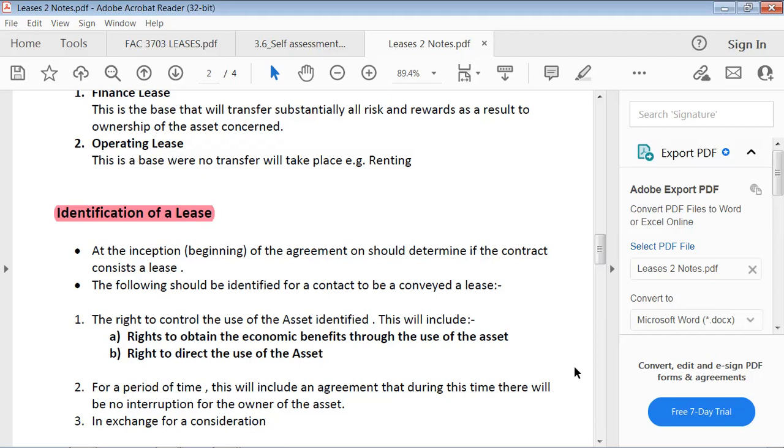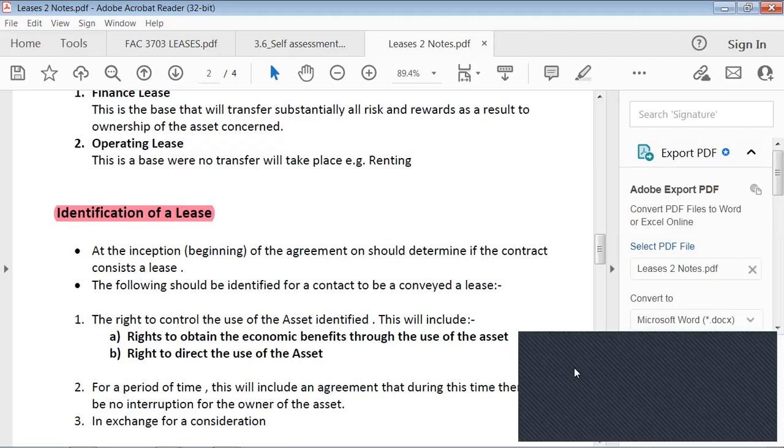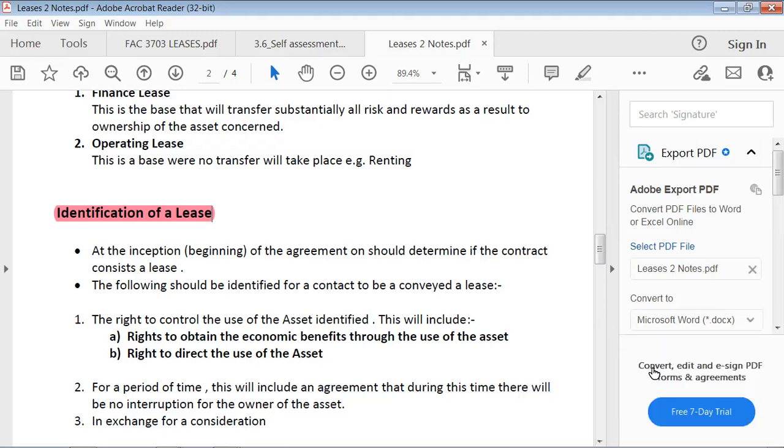For instance, let's say you are now the financial director, or you're now an accountant, and the company has just got into a contract. You need to determine if that contract is a lease or if it is something else. Does it meet the requirements of IFRS 16 or not? There are three things that you should take note of when you're answering a question on identifying a lease. Number one, the right to control the use of the identified asset.